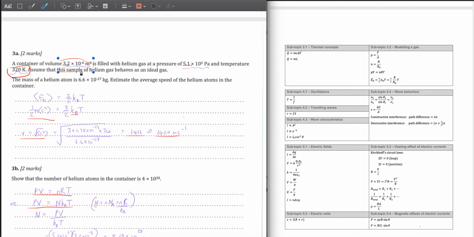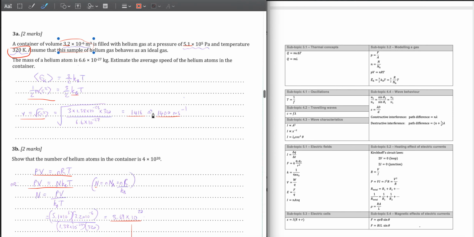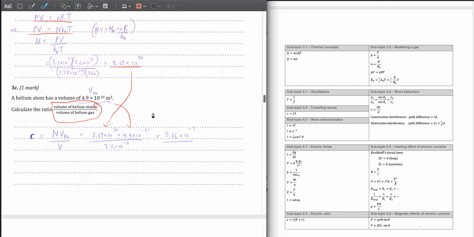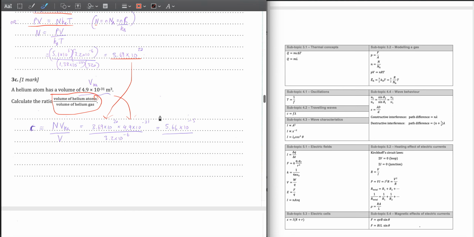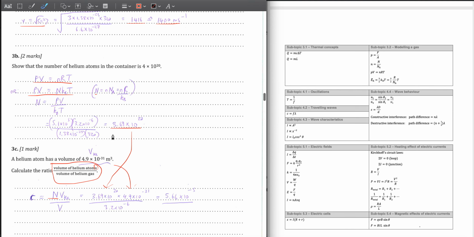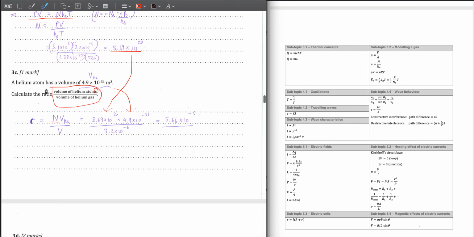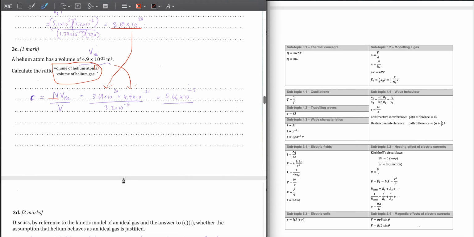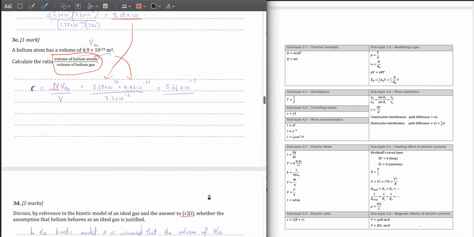So generally my impression of this question is that the first bit goes fine, second fine, but then we forget this little point here. We end up with a ratio which does not include the number of helium atoms. So just be careful when we're doing that. There's a reason that you calculate the number of helium atoms in question B, and that's to use it in question C. It then says, discuss by reference to the kinetic model of an ideal gas whether the assumption that helium behaves like an ideal gas is justified.